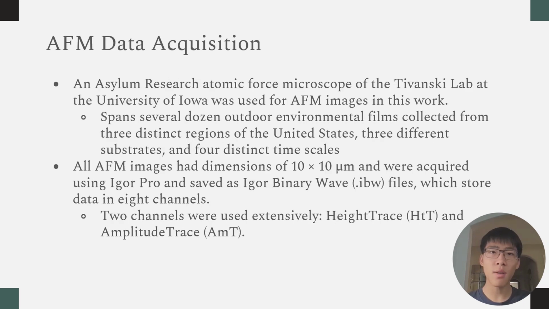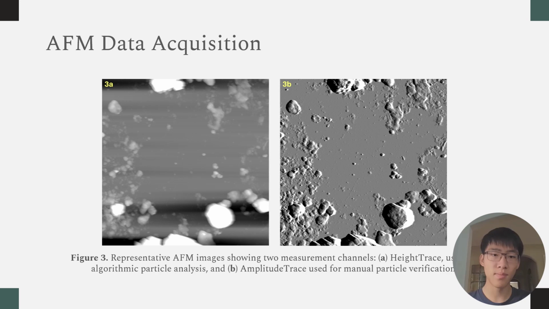So how do we acquire the AFM data? We use an atomic force microscope and span several dozen samples from outdoor environmental films collected from distinct regions of the United States, different substrates, and different time scales. These images had 10 by 10 micrometer dimensions, and we used two channels, height trace and amplitude trace. Height trace images were used for algorithmic particle analysis, while amplitude trace images were used for manual particle identification.